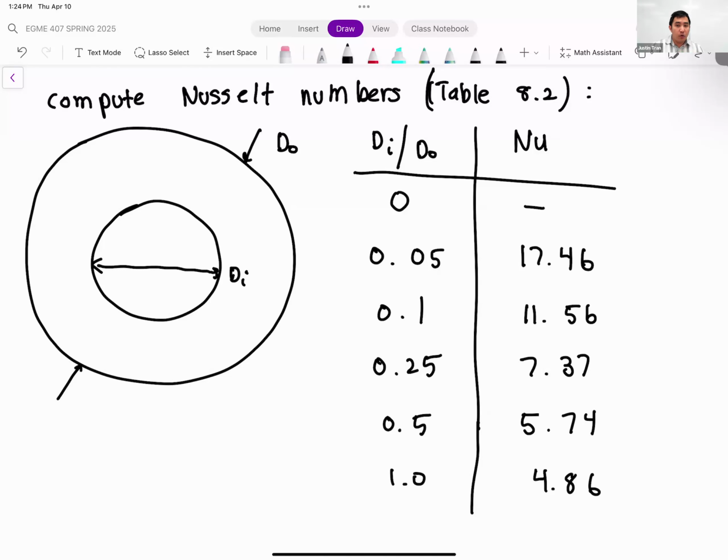Okay, so using this table, we can compute our Nusselt numbers. Now, granted, this does have one important caveat, where this table will assume that the flow in our annulus is laminar.